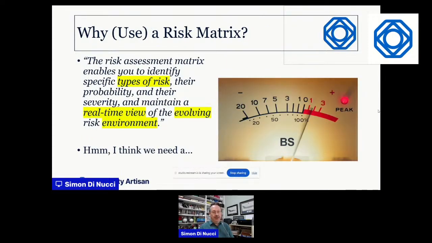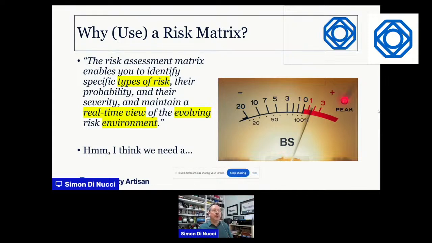Now, why use a risk matrix? As you can tell from the illustration, I'm not particularly impressed with this answer. Here it says a risk matrix allows you to identify types of risk. No, it doesn't. You have to identify your risks and your hazards beforehand, and then you analyze them, and then you decide where they belong in the matrix. Probability and severity, yes, although it doesn't identify those things, it just gives you a framework to put them in.